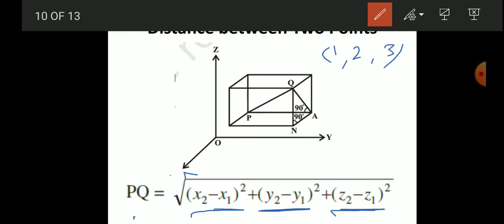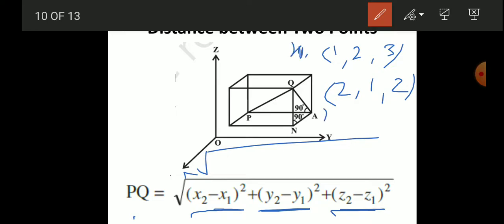Okay, so suppose I take 2 points, so it comes to 2 1 2. Okay, so you have to put these values in the formula. Suppose this is x1 y1 z1, it is first, and this is the second point. Okay, so first we will put the second point: (2 minus 1) whole square plus (1 minus 2) whole square plus (2 minus 3) whole square.